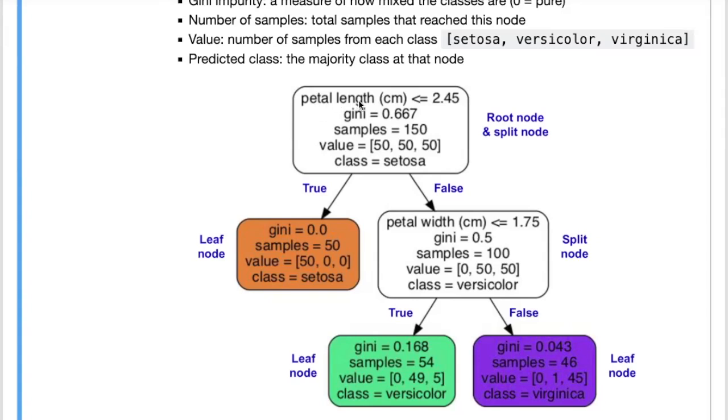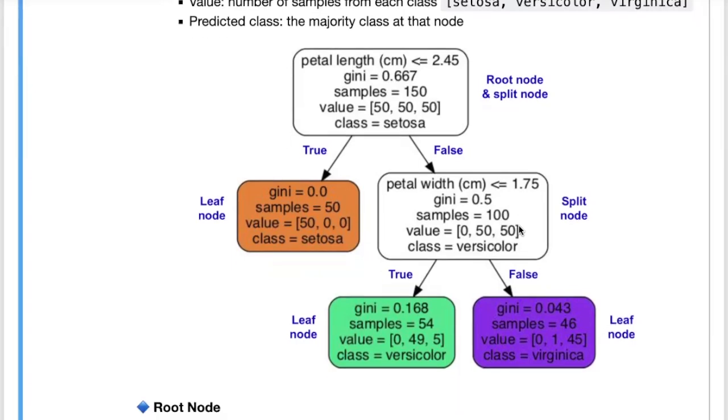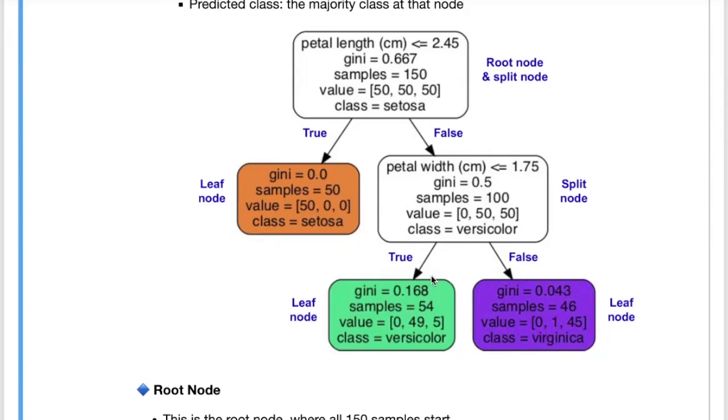However, if petal length is not less than or equal to 2.45, which means that it's greater than 2.45, it seems that we now need another condition based on the other feature in this problem, which is the petal width. So we're going to, again, find this number through training. And once we figure out this is, for example, 1.75, we can split this again into two groups based on whether this condition is true or false.